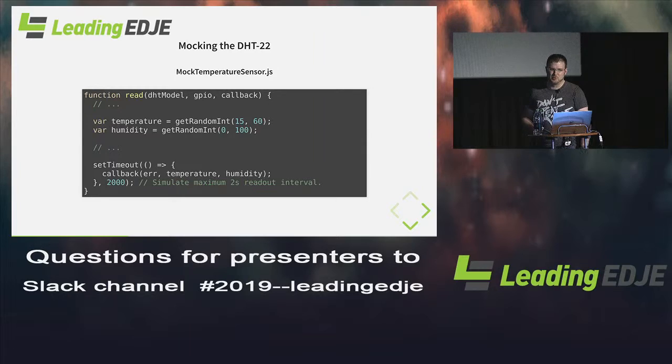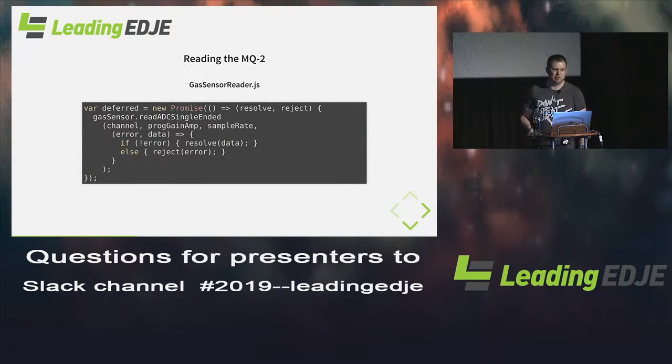For the actual mock, I had it represent the maximum 2-second timeout that the GPIO sensor, the DHT22 sensor, has, just to make sure that the asynchronous code was executing in the right order.